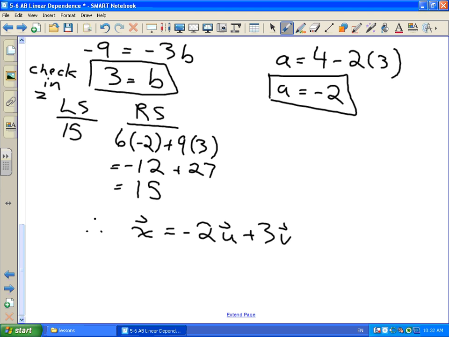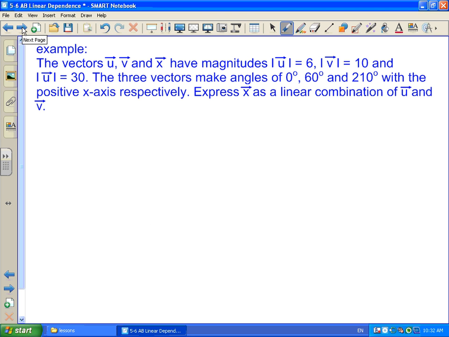All right, let's take a look at one more example here, and then I think we're done. We've got 3 vectors, u, v, and x. We're told their magnitudes are, u has a magnitude of 6, v has a magnitude of 10, and u has a magnitude of 30. We're told something about the angles these things make. They make angles of 0 degrees, 60 degrees, and 210 degrees with the positive x-axis respectively. We want to express x as a linear combination of u and v.